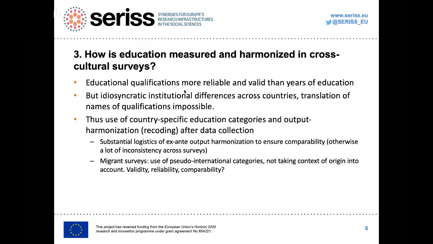This implies that we need to use country-specific education categories in measuring education in survey questionnaires and output harmonize those after data collection, which means we recode the national categories into an international coding scheme, which ideally we have specified before starting to collect the data. This entails substantial logistics, however, and is quite effortful for many surveys if you really want to ensure comparability.